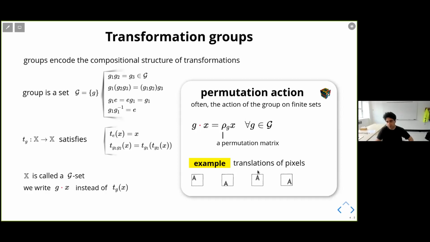An example of this is translation of pixels, right? If we translate this image, for example, assuming circular boundary condition, we are shuffling the pixels using some permutation.